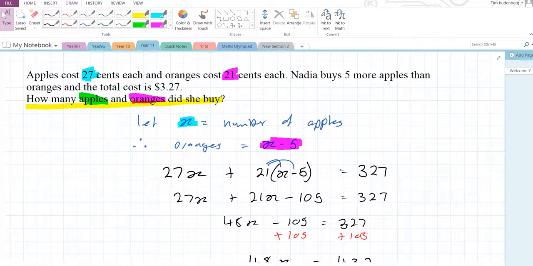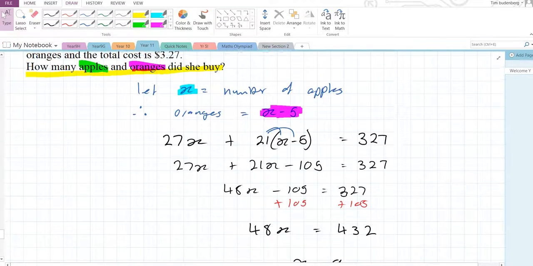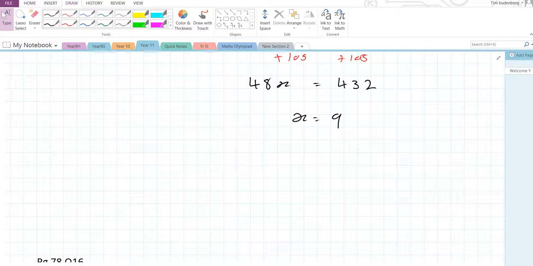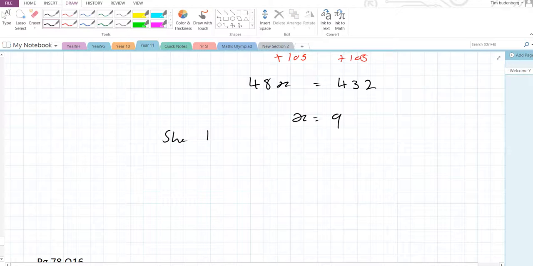Therefore, she has 9 apples. And if x is equal to 9, from this, we can say she has 4 oranges. And we need to answer that in a sentence. So we say she has 9 apples and 4 oranges.